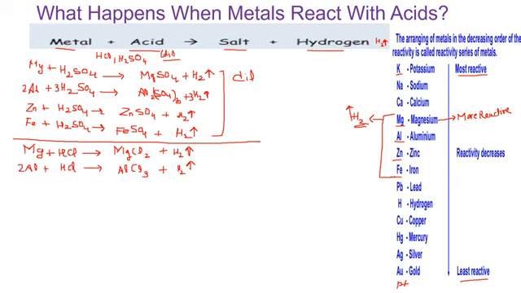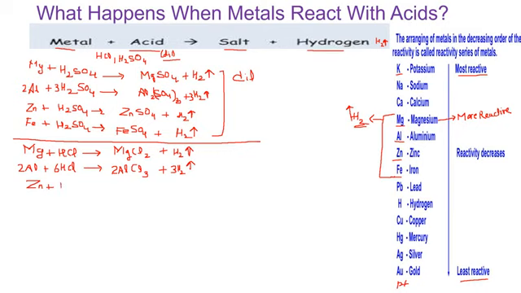2Al, then comes 6 HCl, 2 aluminium, 6 HCl, 2 aluminium here, okay, and chlorine also gets 6. Hydrogen is 2 here, I have to make it 6, so I'm going to put 3 here. Got it?